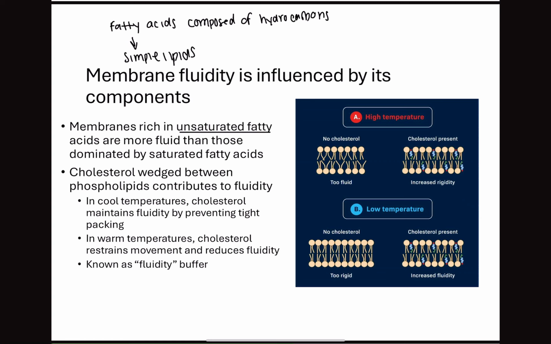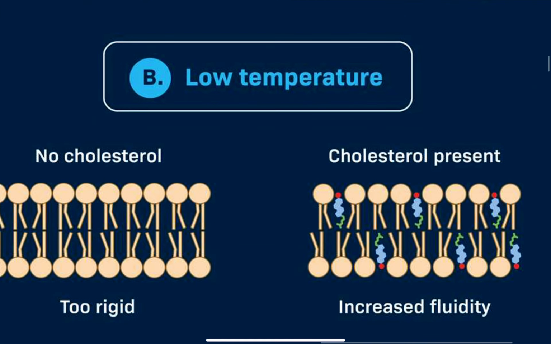Our membrane is also going to be influenced by temperature. As our temperature cools, the membranes are going to switch from a fluid state to a more solid state because the phospholipids pack more closely to each other. But membrane fluidity is also influenced by cholesterol. Our cholesterol is going to be wedged in between our fatty acids, like we see here, right? So this is all cholesterol wedged in between our fatty acids.